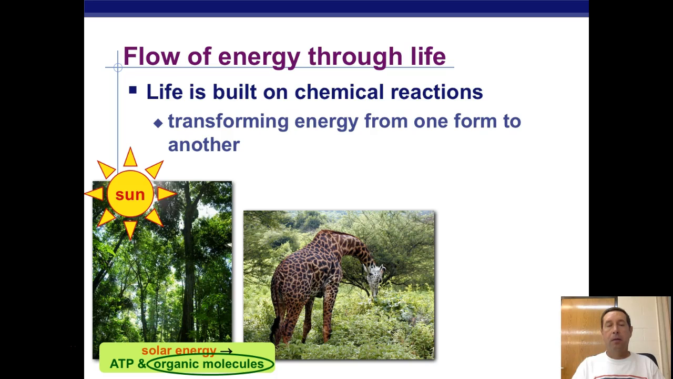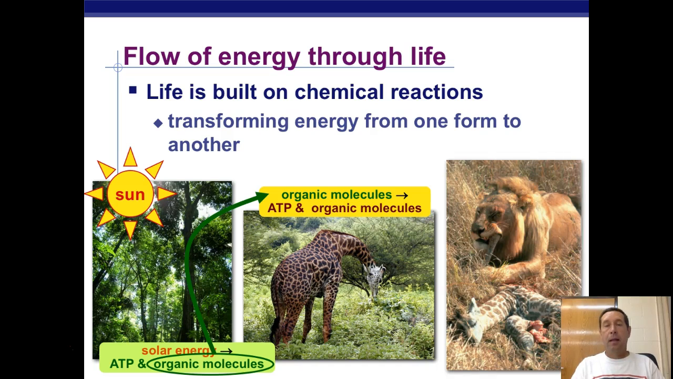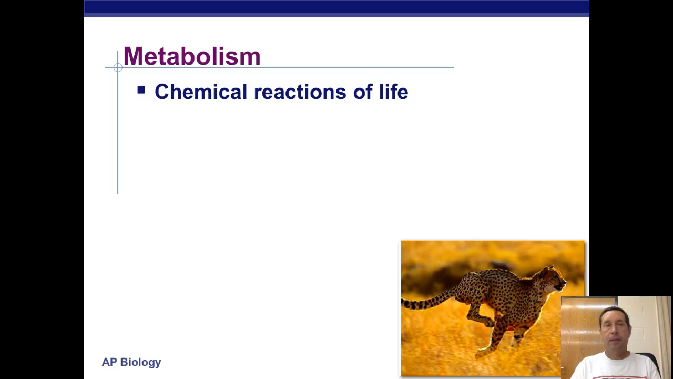Some of those organic molecules then are going to be transferred on to the next level by the feeding of the primary consumers on the plants. And they take those organic molecules, that food, and they convert it into ATP and other organic molecules. And they get transferred on up the food chain from level to level as different things feed on different things. Remember, the trophic levels or feeding levels are the different parts of the food chain.